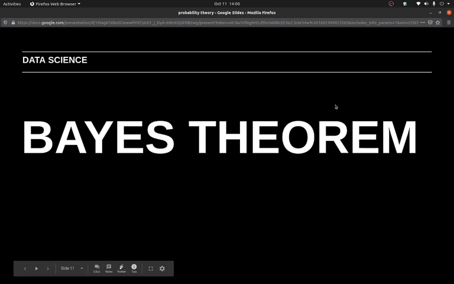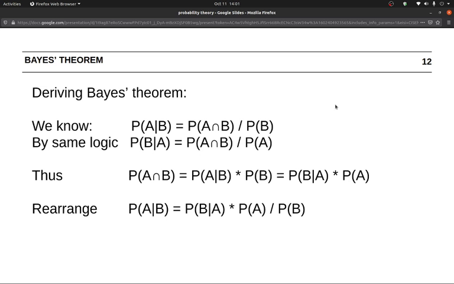Now that we have understood probability theory, let's now understand Bayes' theorem. We know from our previous lecture that according to conditional probability, probability of A given B can also be written as probability of A and B over probability of B. If we flip A and B by the same logic, probability of B given A can be written as probability of A and B over probability of A.